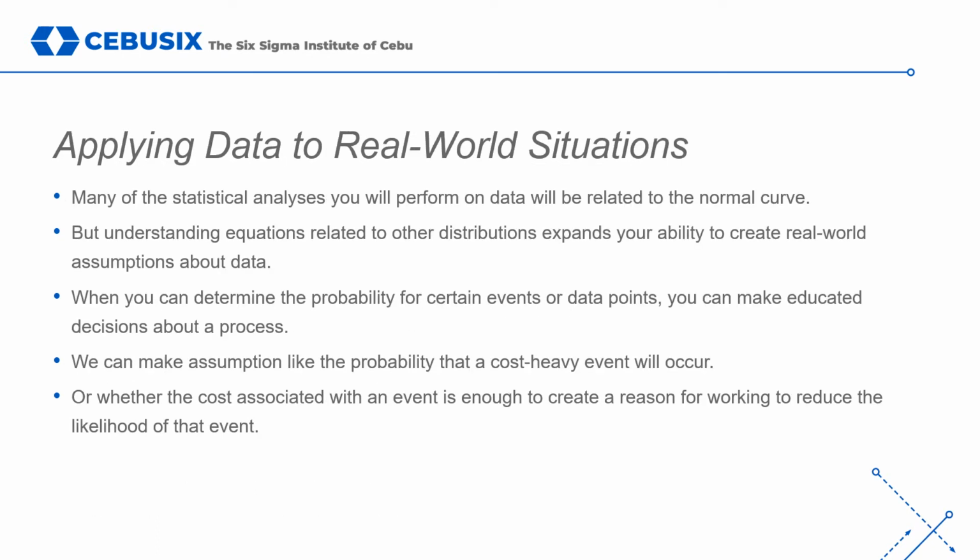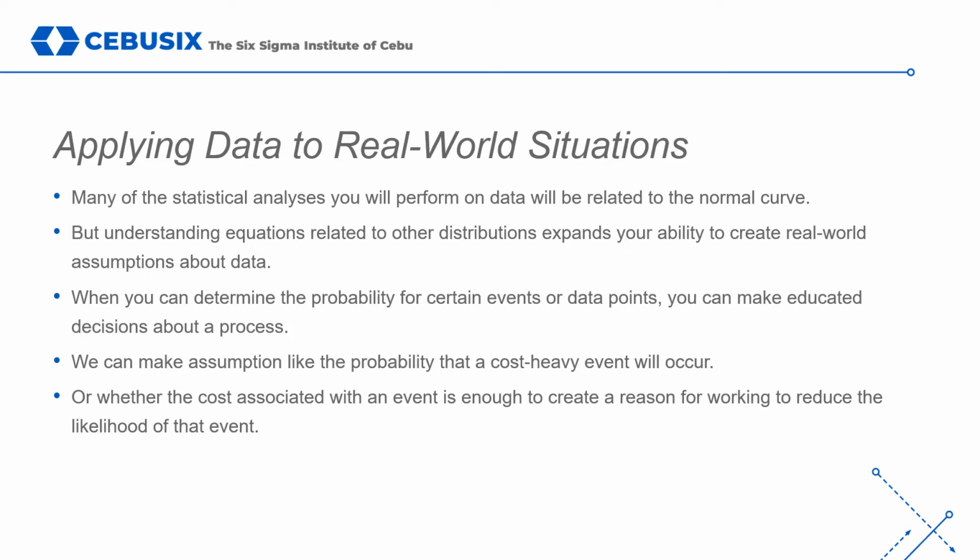Many of the statistical analyses you will perform on data will be related to the normal curve, but understanding a few equations related to distributions such as binomial or Poisson helps you to expand your ability to create real-world assumptions about the data. When you can determine the probability for certain events or data points, you can make educated decisions about a process. What is the probability that a cost-heavy event will occur?